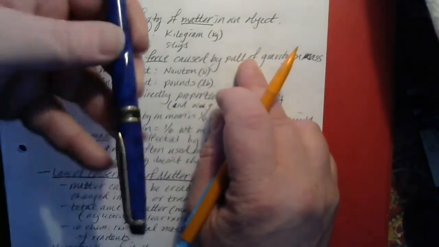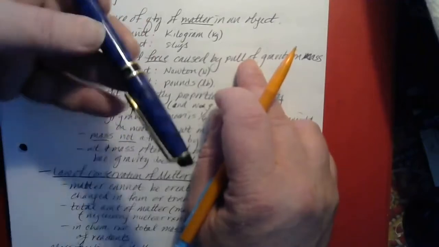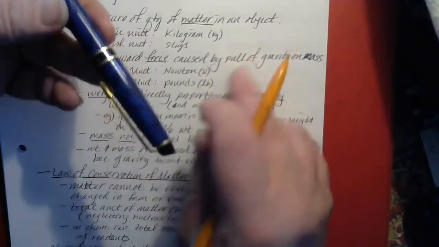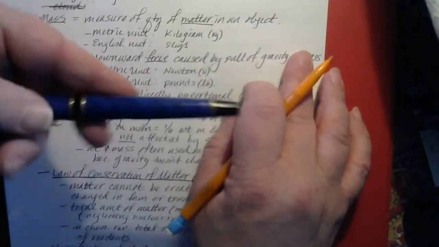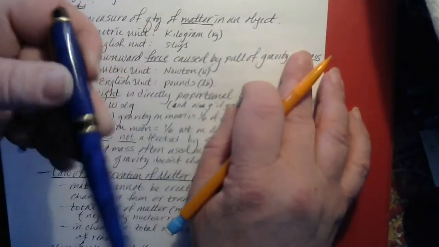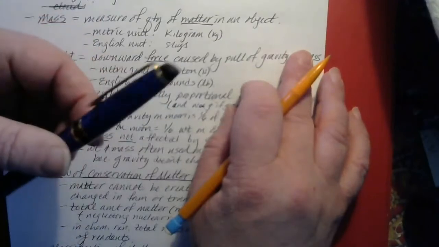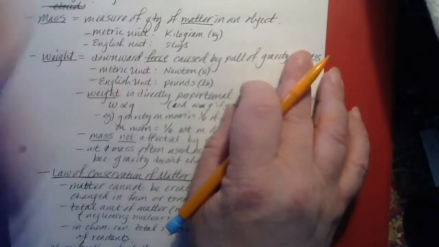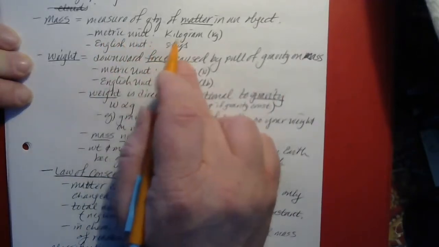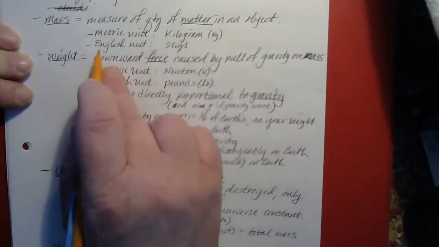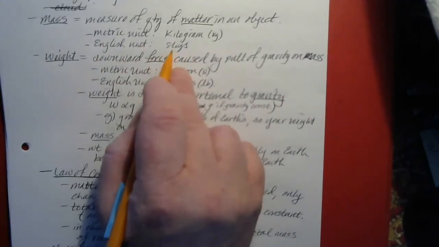This pen has a certain mass, and that will always be its mass unless I change it in some way. Like if I chop a piece off of it, then it'll have a smaller mass. But as long as I don't change it, it has the same mass, and it doesn't matter where I take it or what I do with it. As long as I don't break a piece off or something like that, it'll still have the same mass. The metric unit for mass is kilograms. And the English unit for mass is not pounds, but slugs.